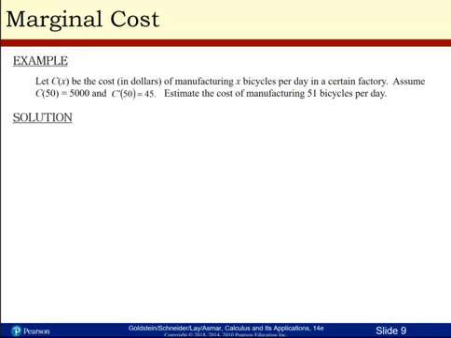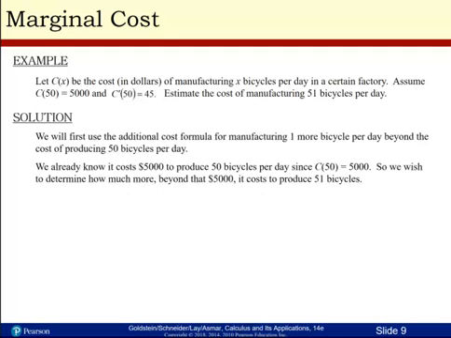Assume that C of 50 equals 5,000 and C prime of 50 equals 45. Estimate the cost of manufacturing 51 bicycles per day. So we know what the exact number is, and then we know what the slope is.